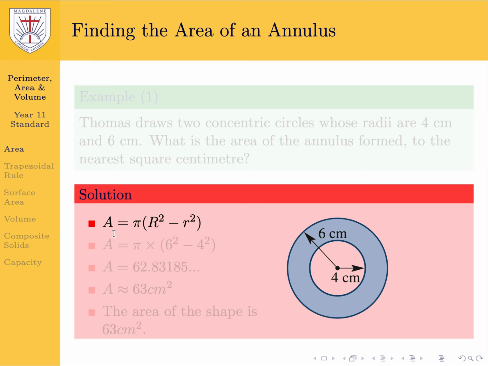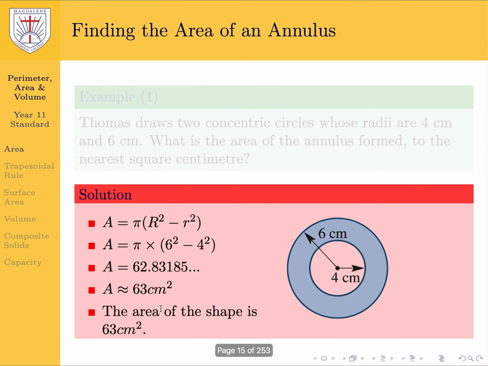So we write down A equals pi, and then in brackets, big R squared minus little r squared, and then we have to substitute the values in. The first value is 6, given by the large radius, and then the second value is 4, given by the small radius. You type that into your calculator and we'll get the area is 62.83 and a bunch of other numbers. But it asks to the nearest square centimeter, so we round to 63 centimeters squared. I've used this symbol here because it's an approximate, and that gives the area of the shape as 63 centimeters squared.